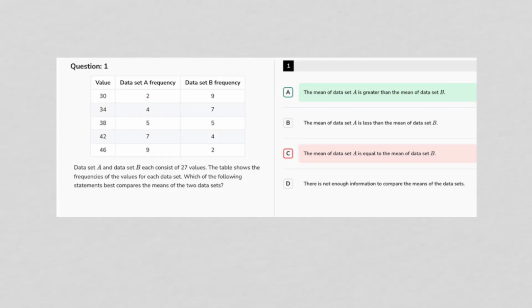So this question is a diagram question. Any question that provides some visual input, I'm going to call a diagram question. Looking at this diagram, it looks like we have some values provided in our first column, and then we have a frequency of those values that constitute data set A, and a frequency of those values that constitute data set B. The question goes on to say data set A and data set B each consist of 27 values.